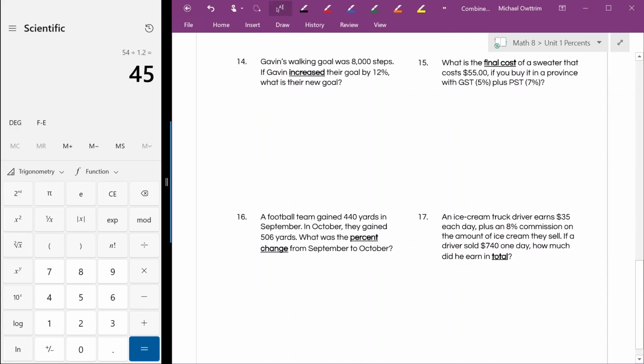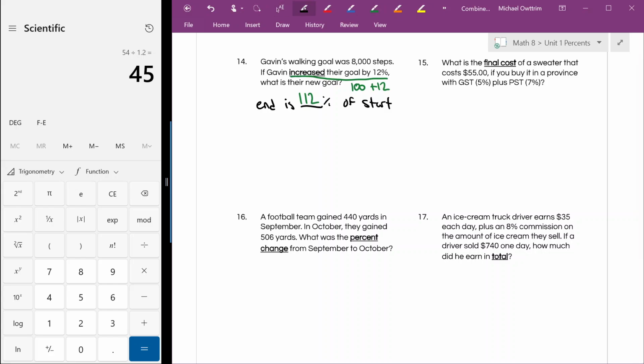Okay, question 14. Gavin's walking goal was 8,000 steps. If Gavin increased their goal by 12%, what is their new goal? So again, we're talking about an increase and we know the percent. So we're going to go ahead and use our end is blank percent of start. And in this case, with our increase, we're going to say that this is 112%. Obviously, 100 increased by 12.